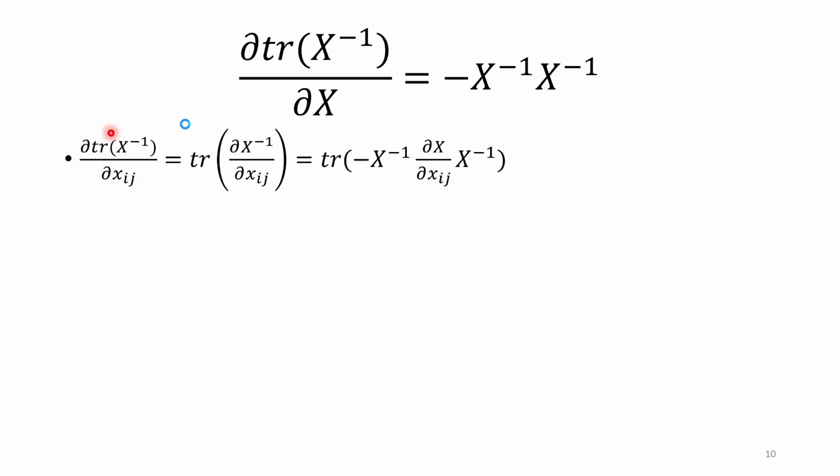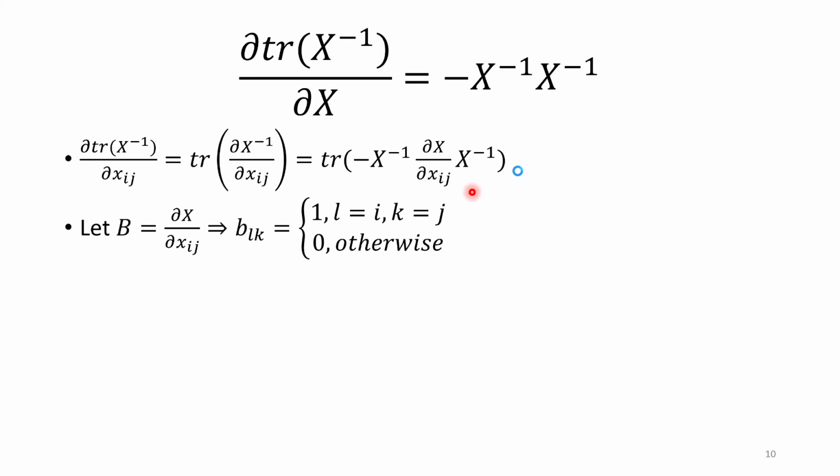We want to find the ij's derivative. First, if we do that, then this partial transpose is equal to transpose partial, so it's a transpose partial x inverse with respect to partial xij. Because this is x inverse with xij, we just use the inverse derivative: it's negative x inverse, times partial x with respect to partial xij, and times x inverse, from the previous derivation of the inverse derivative.